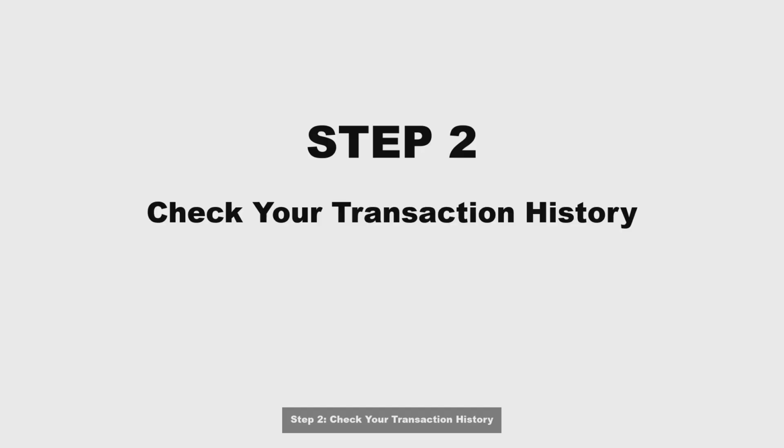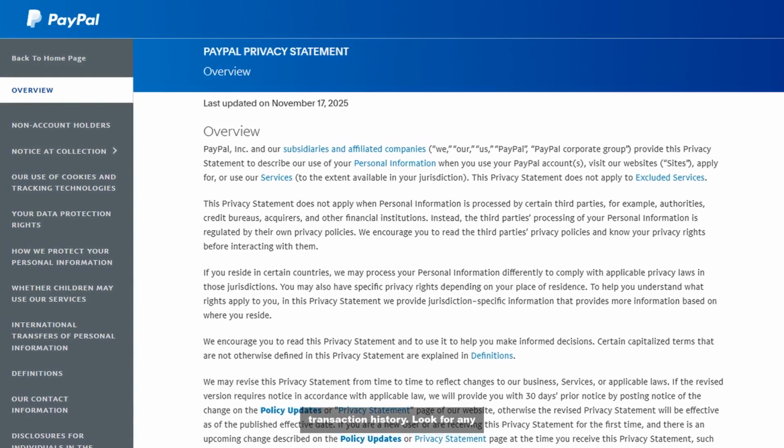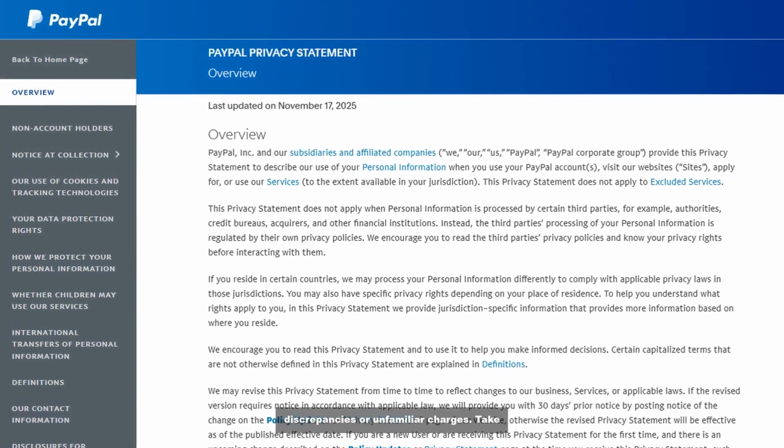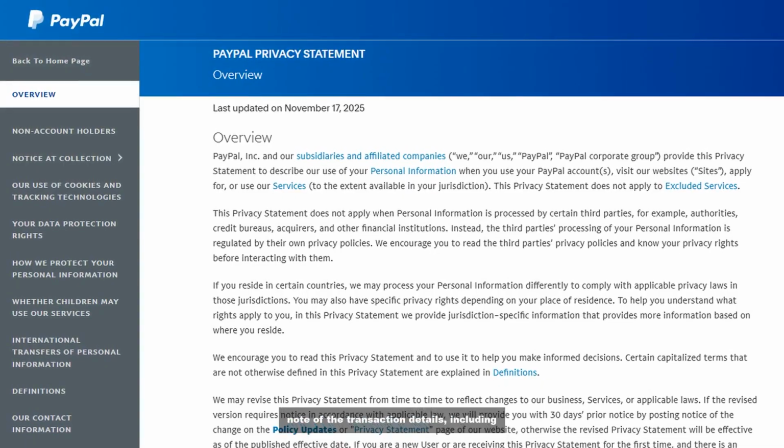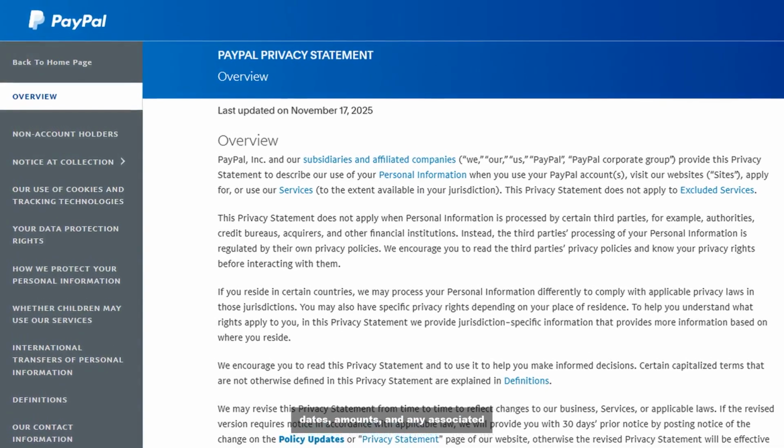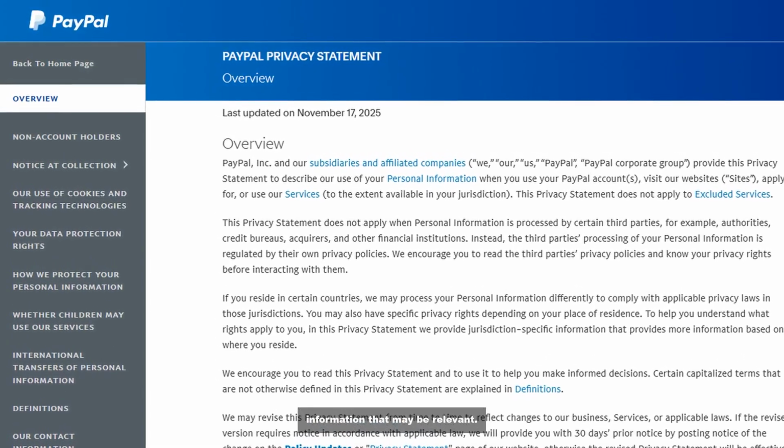Step 2. Check your transaction history. Log into your PayPal account and review your transaction history. Look for any discrepancies or unfamiliar charges. Take note of the transaction details, including dates, amounts, and any associated information that may be relevant.